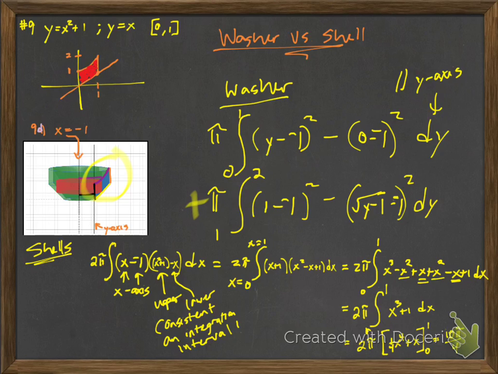So I'm going to go with shells on this one, but I want you to see how the setup goes. You can use either one, but shells is nice because of the elements of shells, radius and height. Specifically, if the height of your shells is a consistent measurement throughout the whole integration interval, then shells is a good choice. Washer method is a good choice if your outer radius and inner radius are consistent throughout the whole region of integration. So there's the story. Hope that helps a little bit. That's 9D.